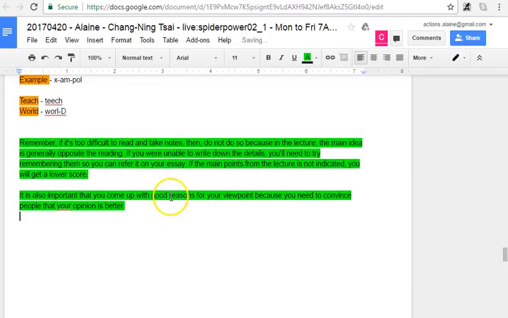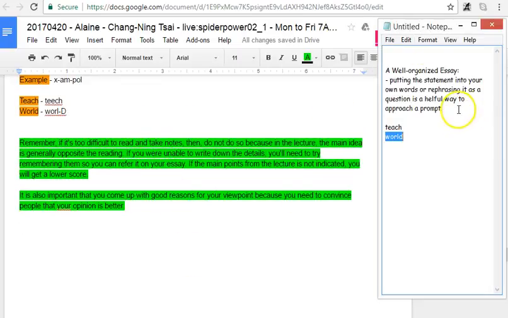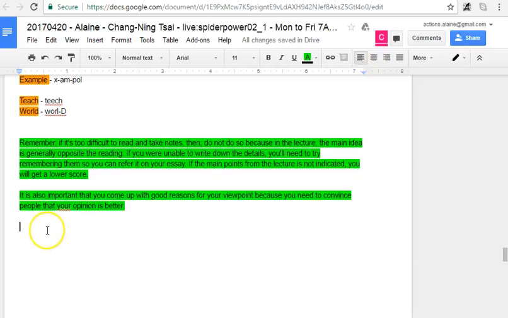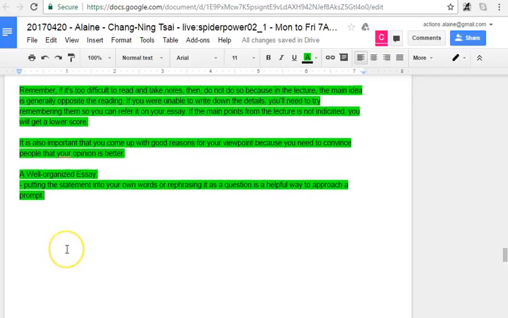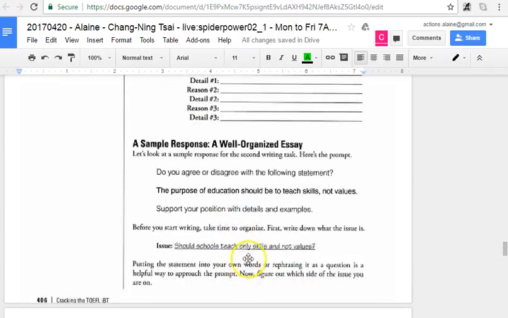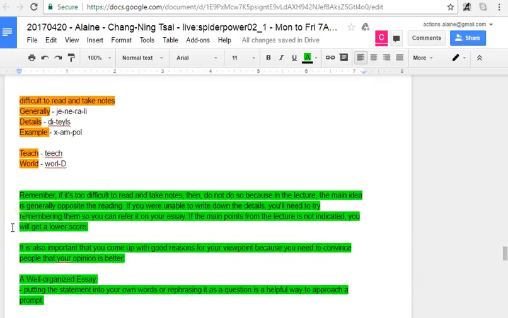So now, again, the main highlight of a well-organized essay is to make sure that putting the statement into your own words or rephrasing it as a question is a helpful way to approach a prompt. Do you know what a prompt is? It's the thought of the question. Like, for example, the issue itself. That is the prompt: should school teach only skills and not values?